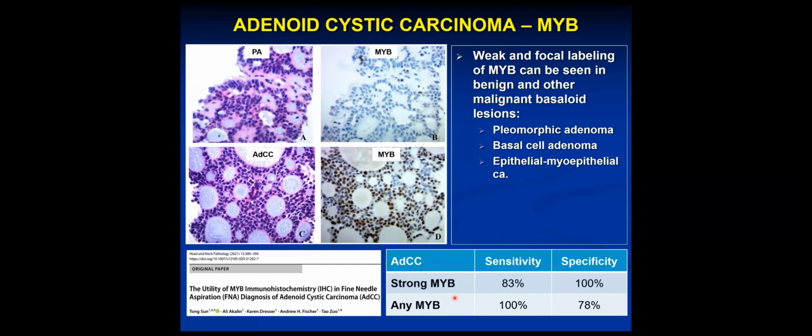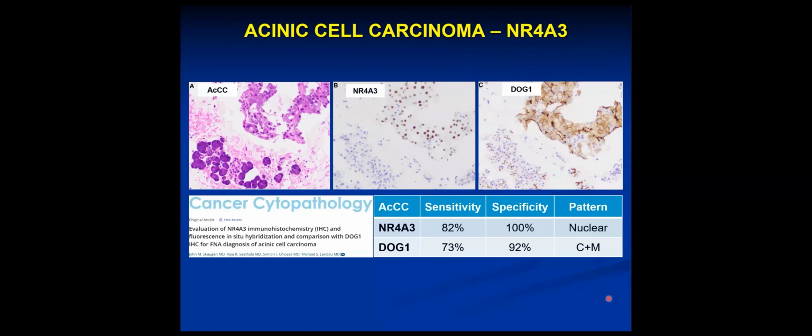So when they use strong MYB, this actually has a good specificity. Of course, the sensitivity is lower. And if they use any MYB staining for adenoid cystic carcinoma, although it increased the sensitivity, because of the weak staining in other entities, it decreased the specificity.